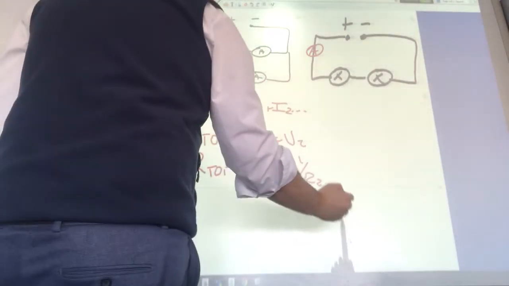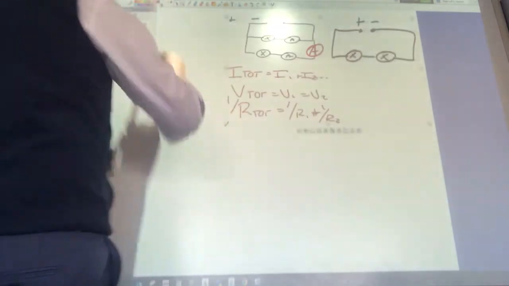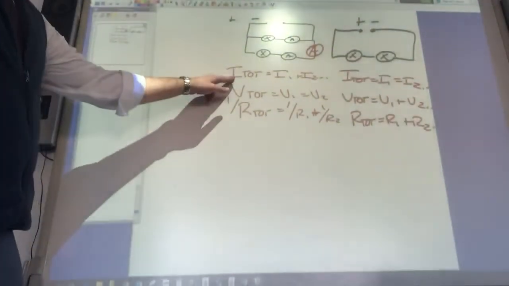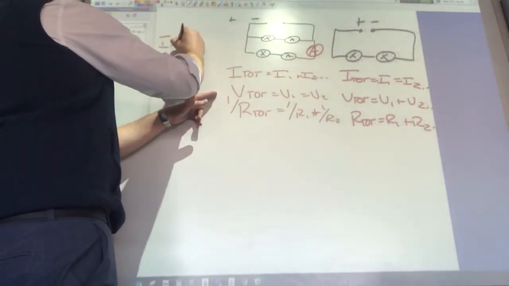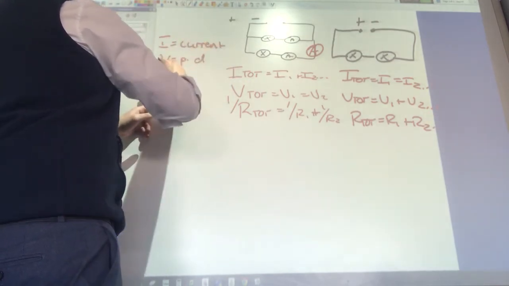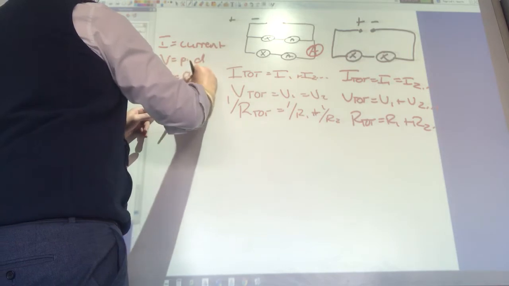For my series circuit, this one here, I total equals I1 equals I2, V total equals V1 plus V2, and R total equals R1 plus R2 and so on. What does that mean? I stands for current, right? V stands for voltage or potential difference. R stands for resistance.